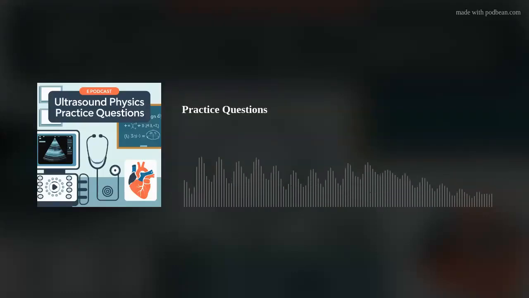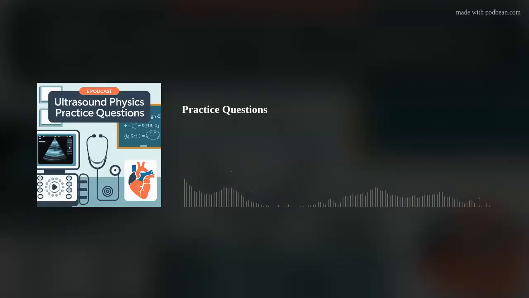It's pretty amazing how ultrasound uses basic physics to show us what's happening inside the body. Once you get those principles, those images really start to make sense. Okay, so let's start with something basic. One of the first practice questions is all about sound waves.